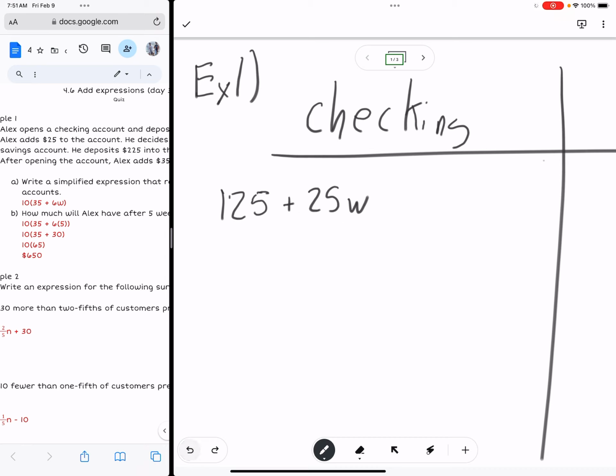We're adding because even though it's a checking account and it's meant for spending, you are still having to add money to it so it doesn't run out.